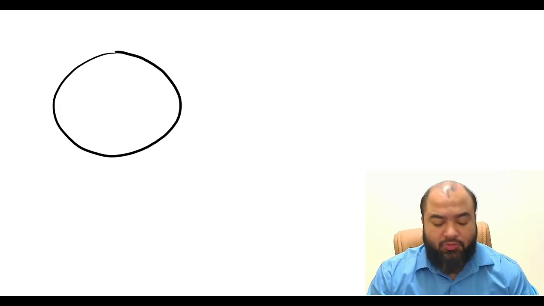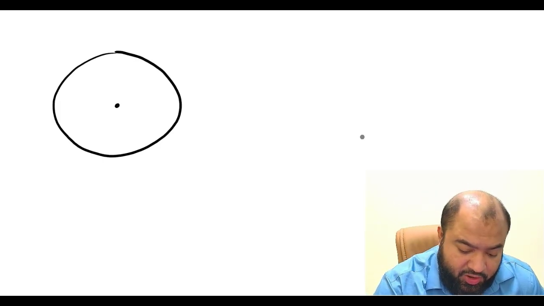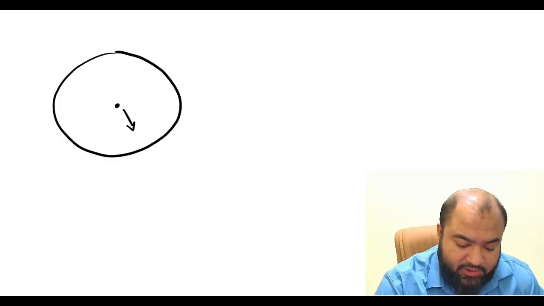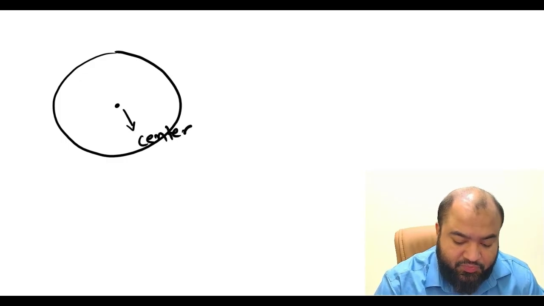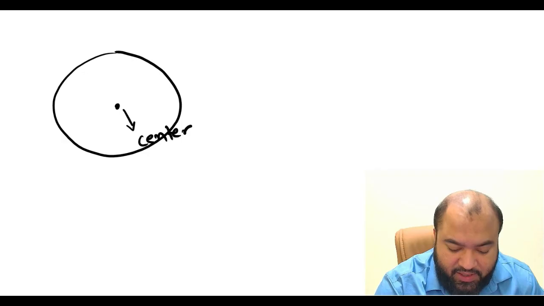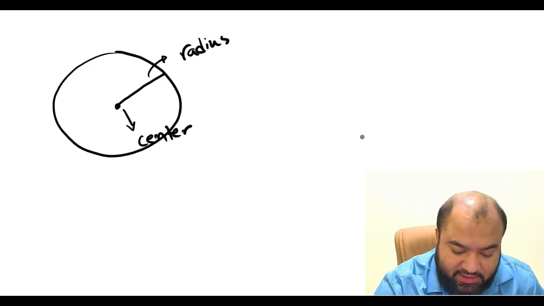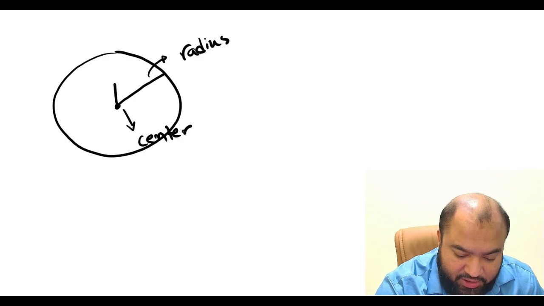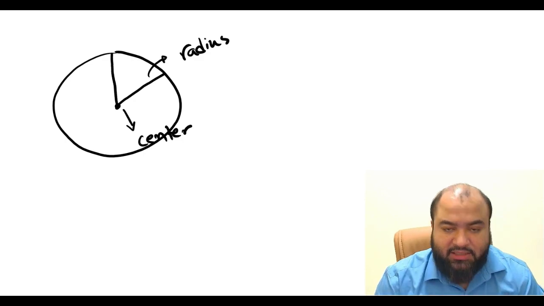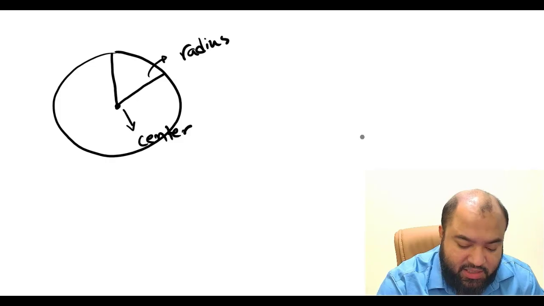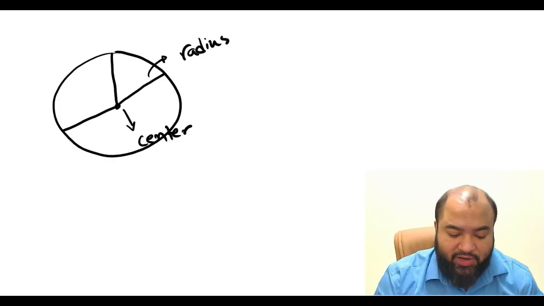First of all, what do you know about a circle? The middle point here, we call it the center. From this point, if I draw a line and it touches the circle, we call that the radius. Okay? So let's understand radius a little bit more. From the center point, you draw the line, it touches the circle, it's the radius.